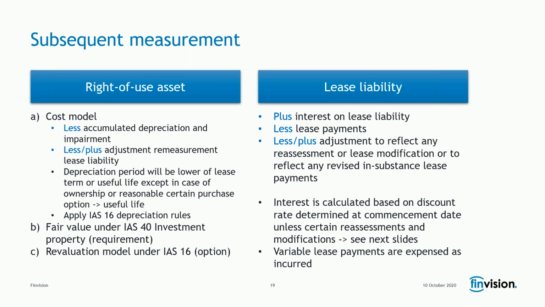Normally, for the lease liability, the interest rate is based on the discount rate that you have applied at the initial accounting. And when there's, for example, no modification, you will not change the discount rate. So your interest rate will be fixed. But I will discuss a bit more on the next slides when you need to change your discount rate. And also, as you know, variable lease payments are expensed as incurred. So variable lease payments are not part of the cash flow basis that you use to measure your lease liability.